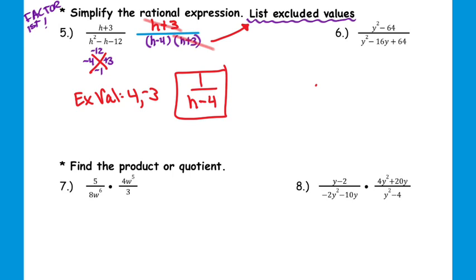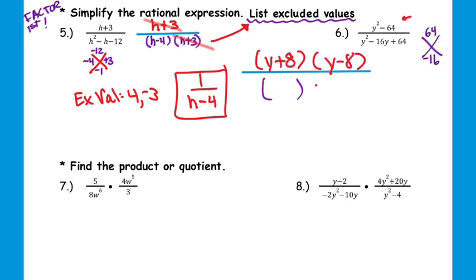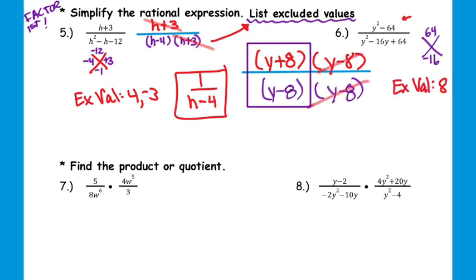Number 6, again, factor first. I have some opposite twins on top, x plus 8 and x minus 8, that's the difference of 2 squares, and identical twins on the bottom, or a perfect trinomial, x minus 8, 2 of those, and I can see that the one excluded value is 8 because they're identical twins, it's only 8, and then I finally factor to solve.